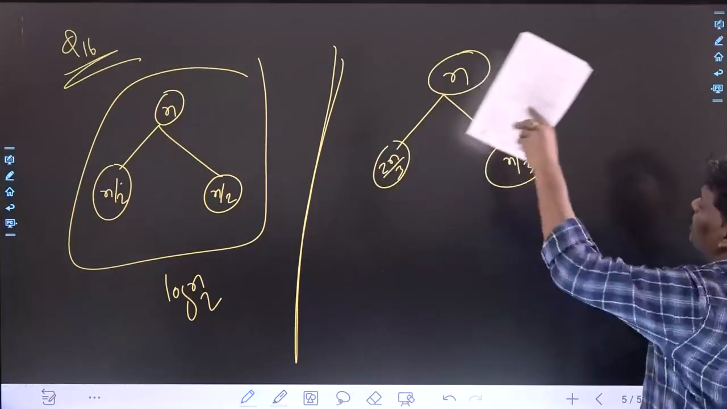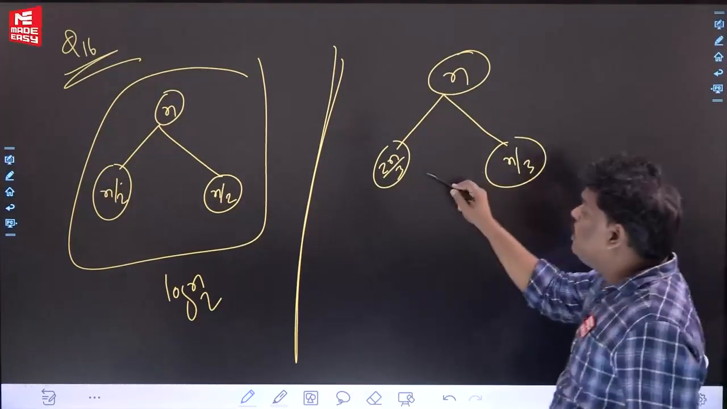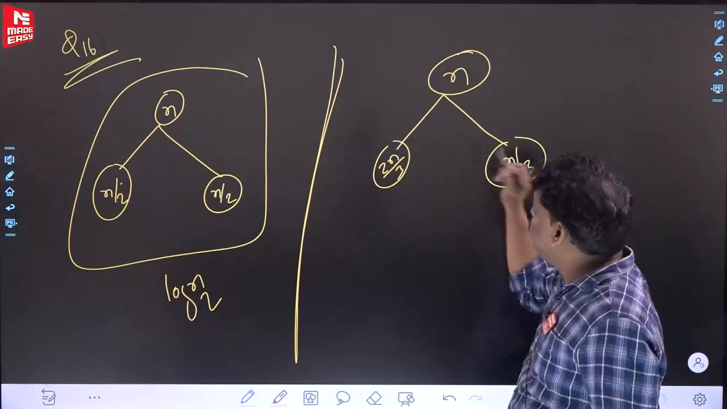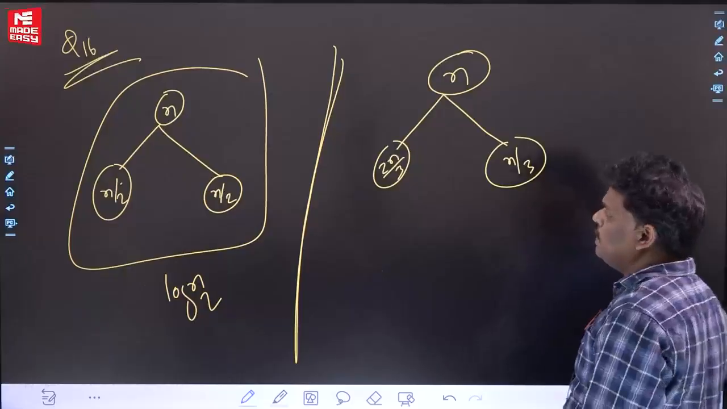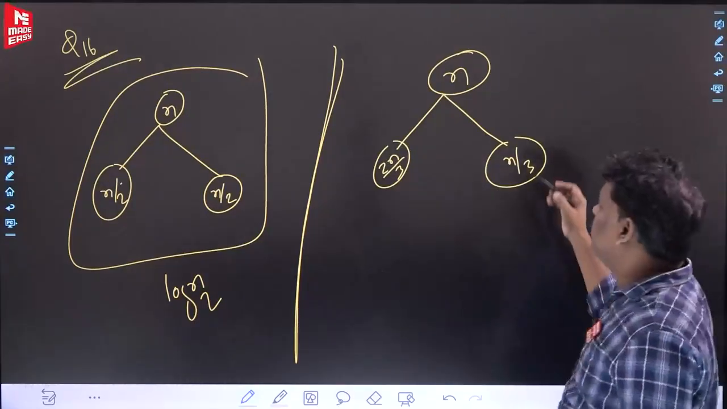In this weight balanced binary tree, right n by 3, left should be minimum half n by 6, maximum double 2n by 3. I kept 2n by 3. Yes, this is also a weight balanced binary tree. If at all it is also a weight balanced binary tree, please help me.